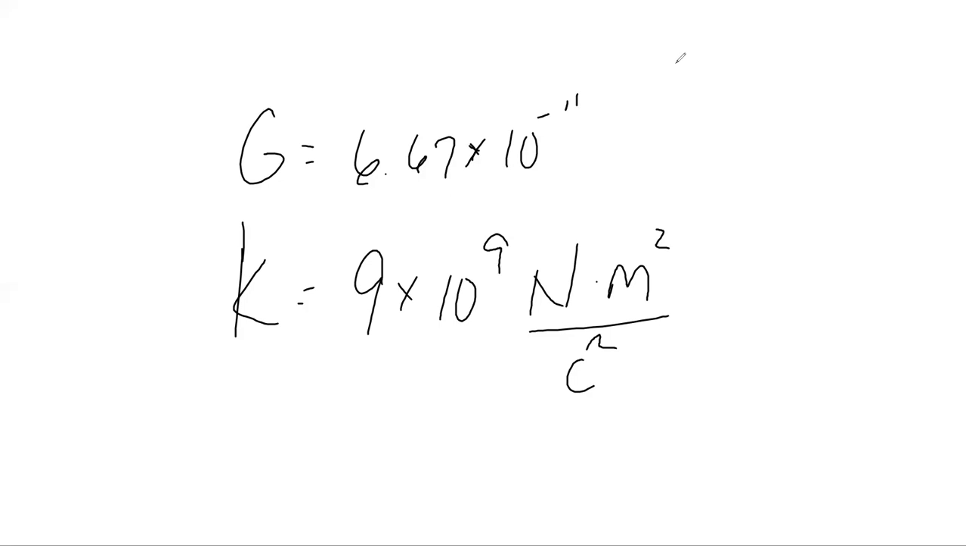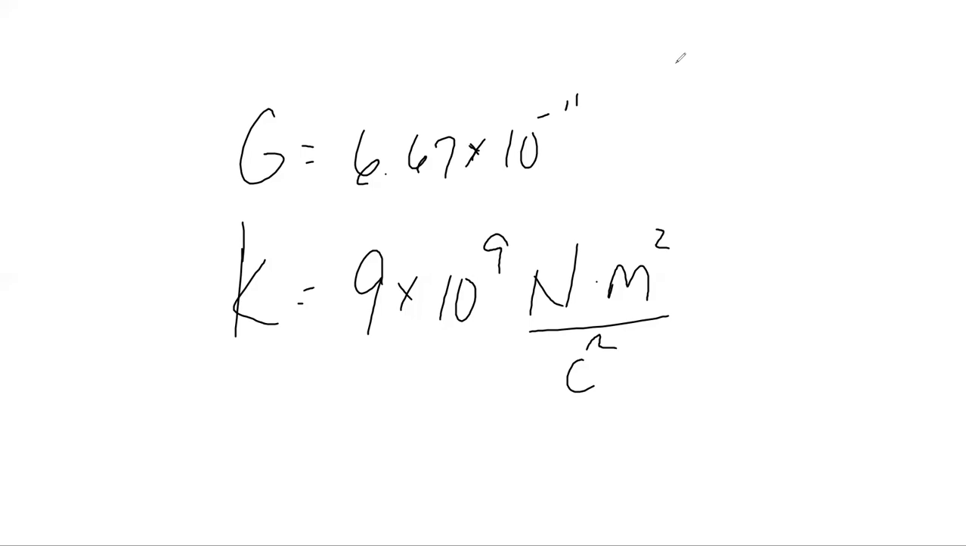So K is very large. Now, it's a little bit misleading because where does electrical force come from? Well, it comes from electrons. Well, electrons are very small, and that's one reason why we have to have this K be so big. But it does also show us that the electrical force is quite a bit stronger than the gravitational force, okay?